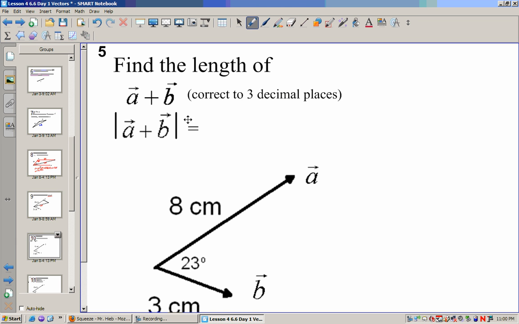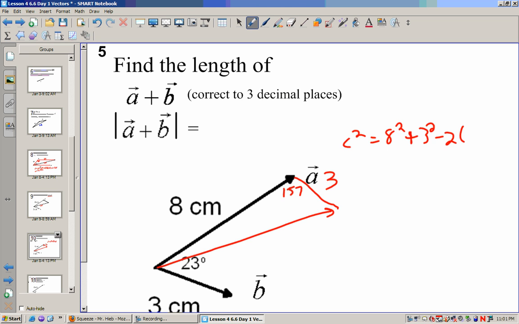Now, if I wanted to find this with the two lines here, that means the magnitude. So if I want to find the magnitude of vector a plus b, well, I know a is 8, b is 3, and if this is 23, this angle up here has to be 180 minus 23, which is 157. So c squared is equal to 8 squared plus 3 squared minus 2 times 8 times 3 times the cosine of 157.